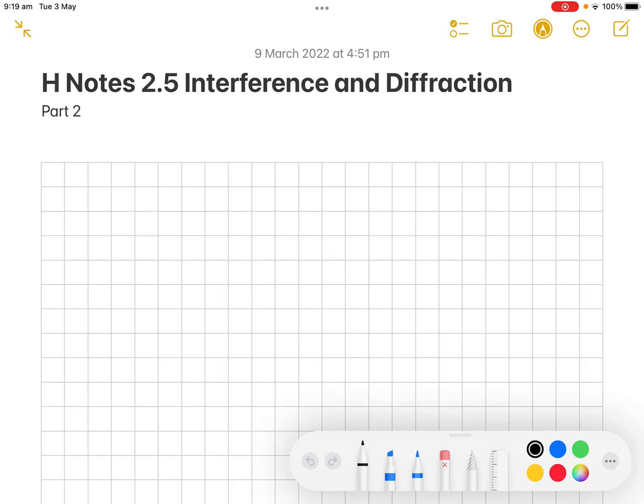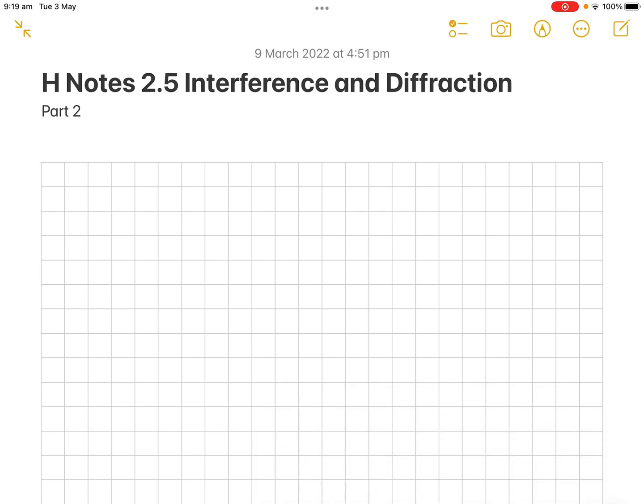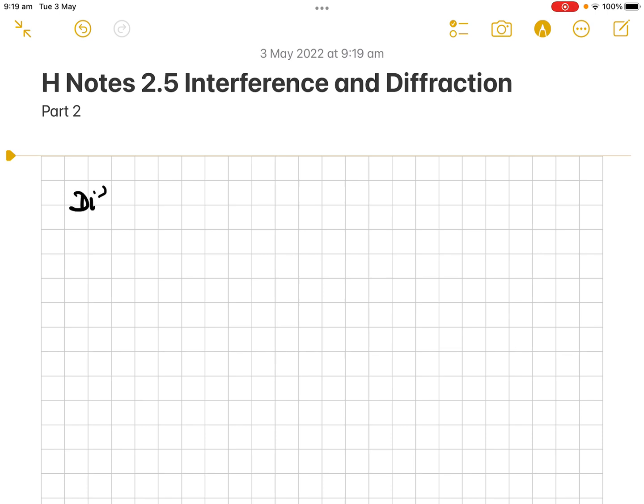Higher Physics Notes, Unit 2, Section 5, Interference and Diffraction, Part 2. So we're going to look in this section at diffraction gratings.